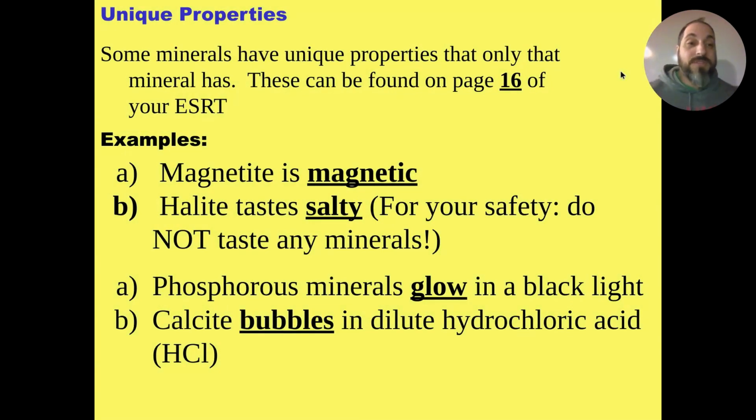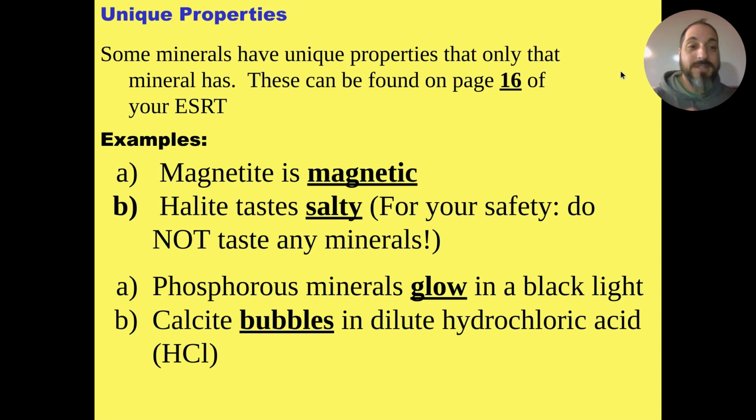All right, another thing that helps us identify minerals is their unique properties. These are all listed in your reference table. If a mineral is going to have a unique property, it'll be there. So for example, magnetite is magnetic. It's in the name, right? You can put a magnet on a piece of magnetite and it will stick.